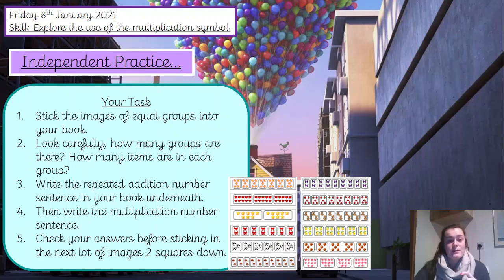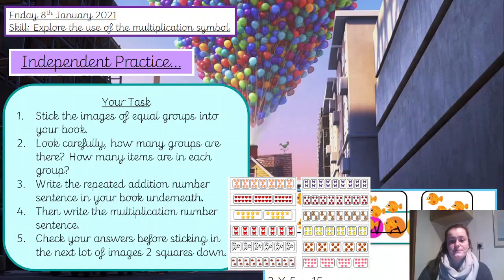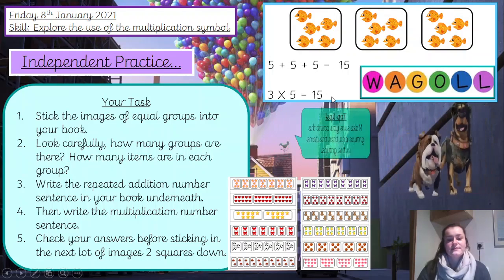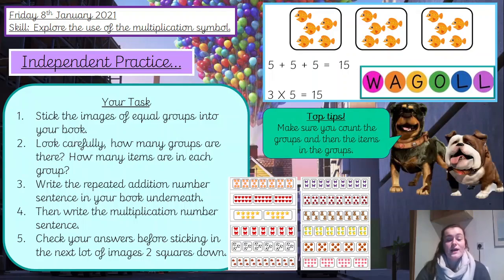If you're doing it in the maths book, it can be 2 squares down. So your work should look something like this. This is a waggle, so you should have your images stuck in or drawn, your repeated addition number sentence, and then your multiplication number sentence. Top tips, make sure that you count the groups first and then the items in your group. So especially when you're writing a multiplication, you know how many groups there are, and then you count how many are in each group.